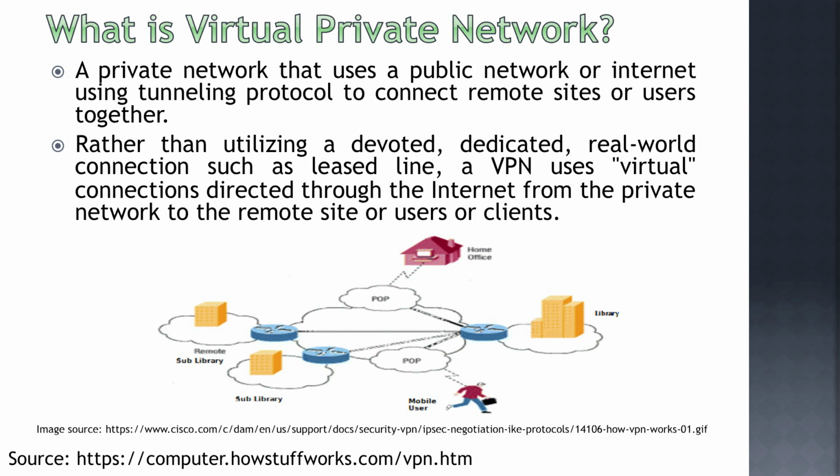So, this was OpenAthens. Next we move to another technology, which is known as virtual private networks, also known as VPNs. A VPN is a private network that uses a public network, usually the internet, to connect remote sites or users together. Instead of using a dedicated real-world connection such as a leased line, a VPN uses virtual connections which are routed through the internet from the private network to the remote site of the users.